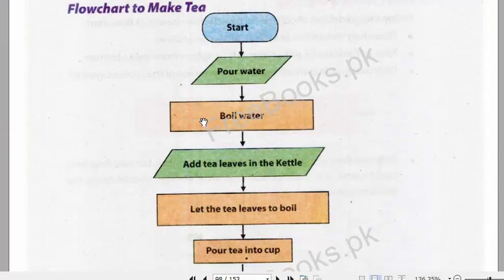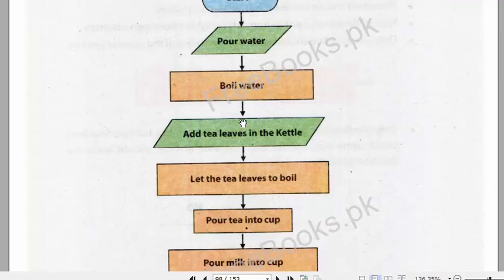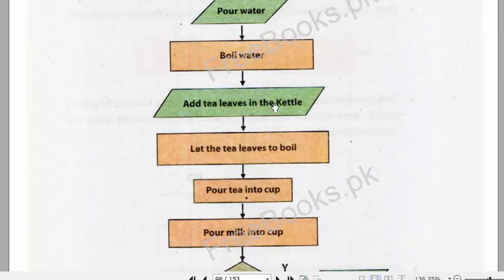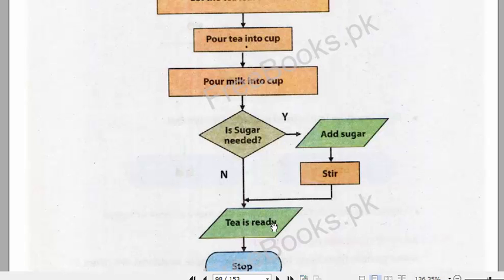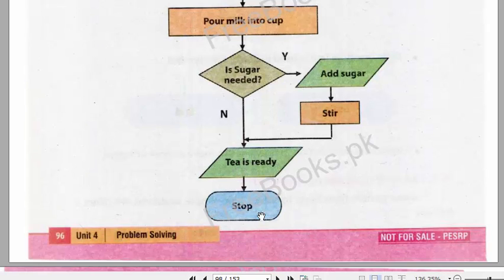Flowchart to make tea. First is to start. First thing first, pour water into the kettle. Then boil water. Add tea leaves in the kettle. Let the tea leaves boil. Pour tea into the cup. Pour milk into the cup. Is sugar needed? Yes. Add sugar. Stir, mix it, and tea is ready. Is sugar needed? No. Then tea is ready. Stop.